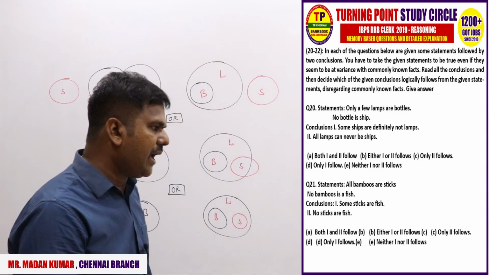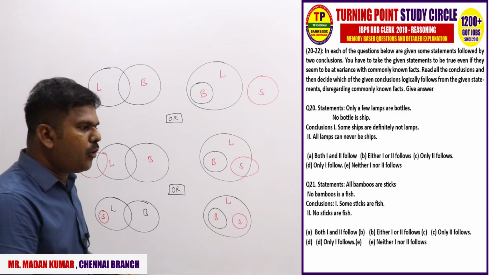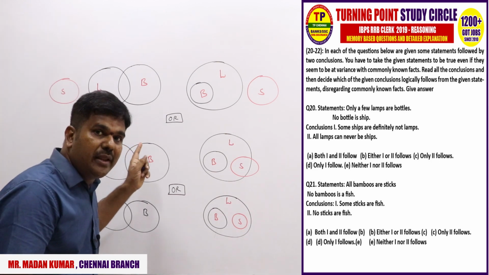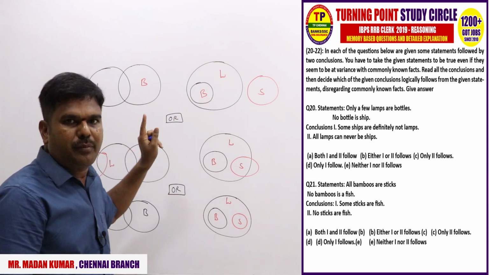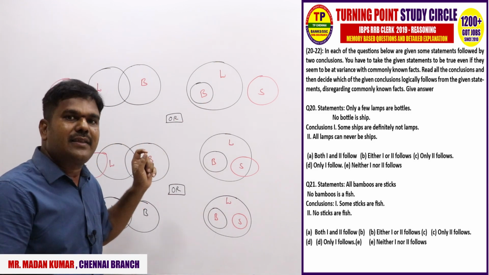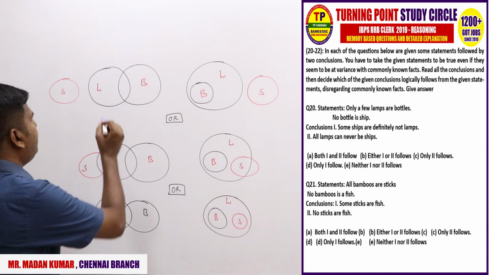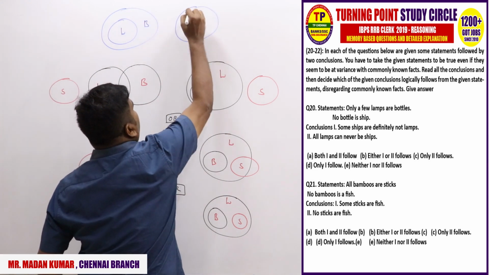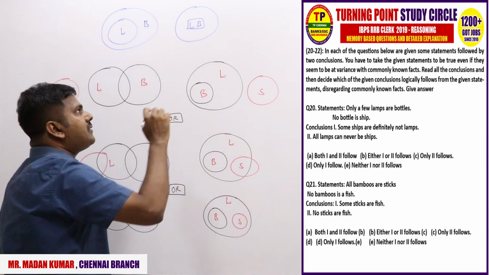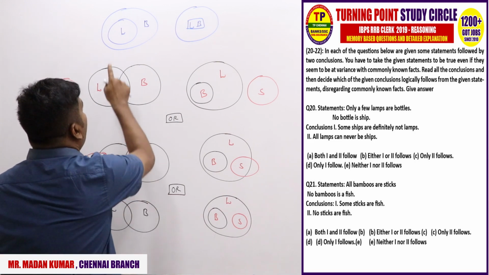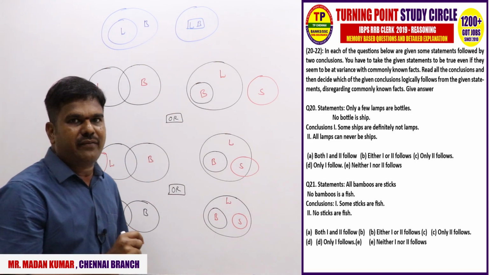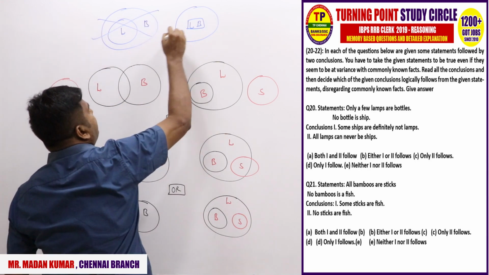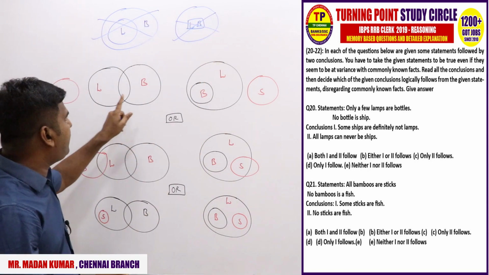Clear? Now see what question is being asked here. Only a few lamps are bottles and no bottle is a ship. Only a few lamps are bottles. Whenever only a few is given, you'll be left with only two possibilities. Remember, when a statement like some lamps are bottles is given, some lamps are bottles can mean lamps are bottles, so this is also one of the possibilities. And if lamps and bottles are the same circle, that is also some lamps are bottles. That means we will have four possibilities as far as Venn diagrams are concerned. But whenever the word only a few is given, these two options are ruled out. You are left with only these two.